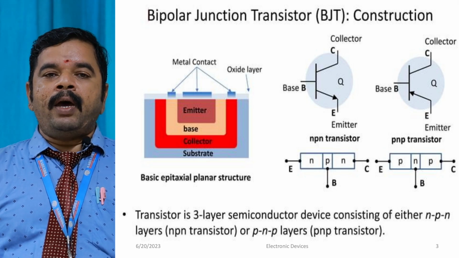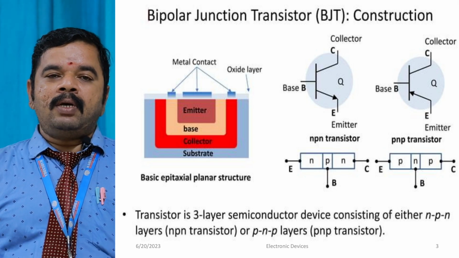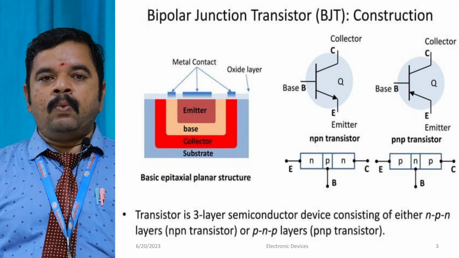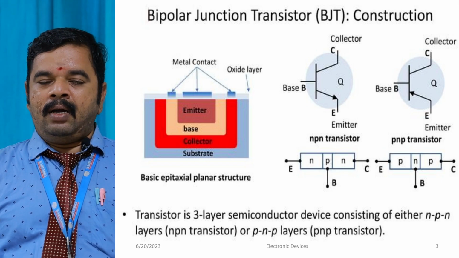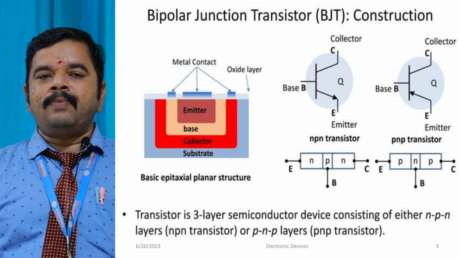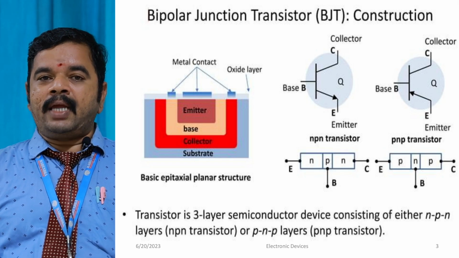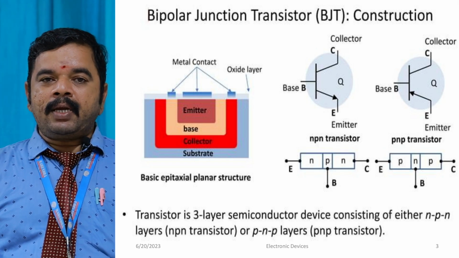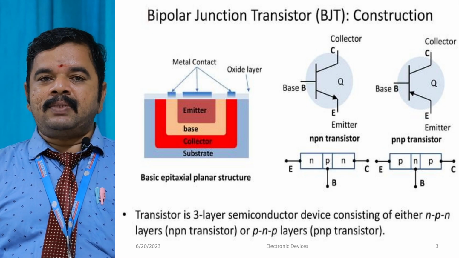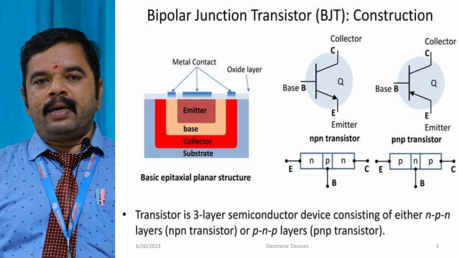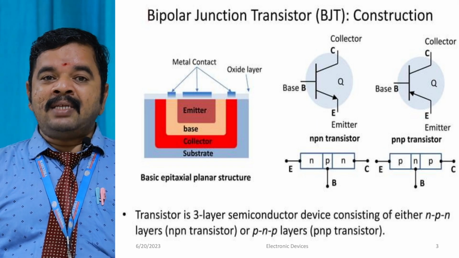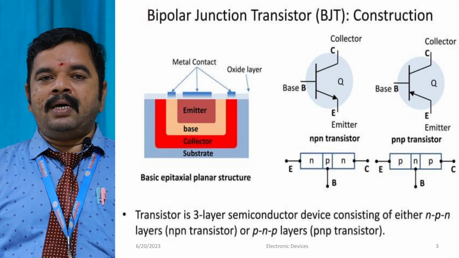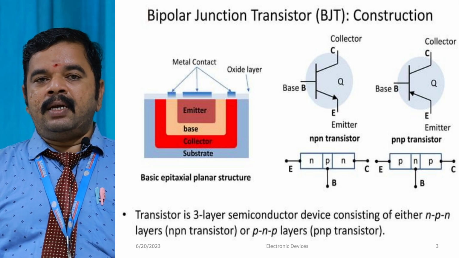What is BJT? Bipolar junction transistor. What does bipolar mean? We already discussed that there are two types of semiconductor: p-type semiconductor and n-type semiconductor. In these two types, we have two categories of carriers: majority carrier and minority carrier. In p-type, the majority carrier is the hole and the minority carrier is the electron. In n-type, the majority carrier is the electron and the minority carrier is the hole.